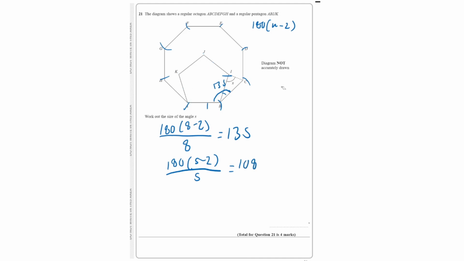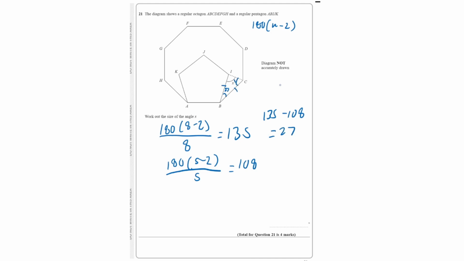So if I can clean this up a little bit, we then subtract 135 from 108. Then we will get this angle, okay? So we get 135 minus 108, that gives us 27. So that means this angle is 27. And since this is an isosceles triangle, this is also angle x.